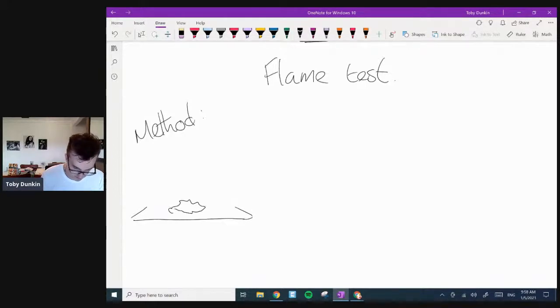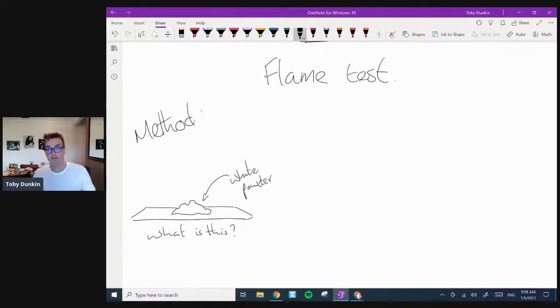I need to do the picture better. We're given a white powdered substance. Yeah, a white powder. And someone asks, what is this? Question mark. So the first step we're going to do is check for the cation.